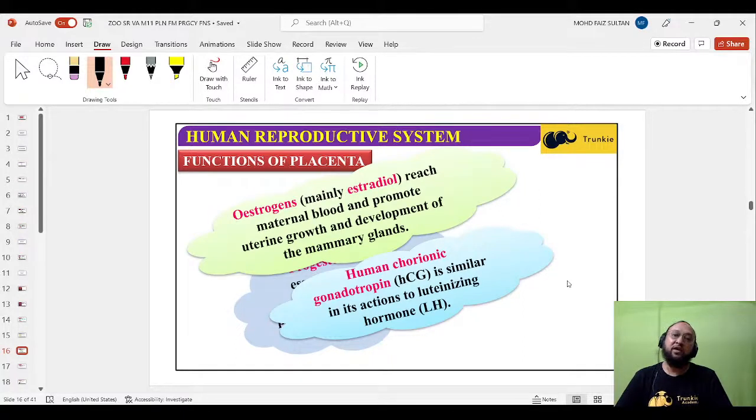Human chorionic gonadotropin is similar in its action to luteinizing hormone; it is also secreted, and acts like LH.